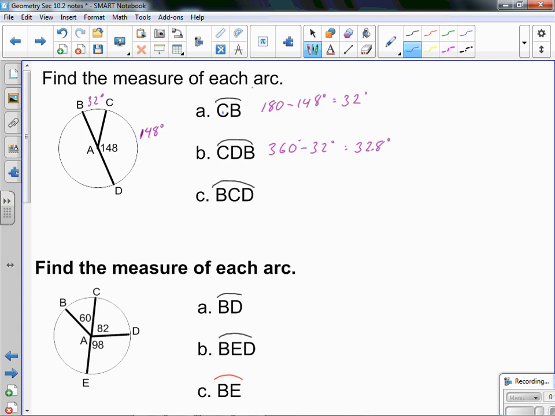Then for BCD, of course, we already kind of discussed that. BCD is just this half of a circle, right? So it's going to be 180 degrees.